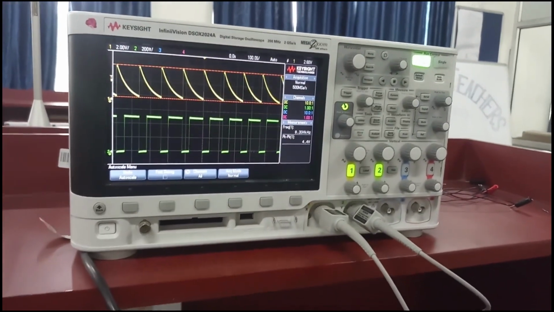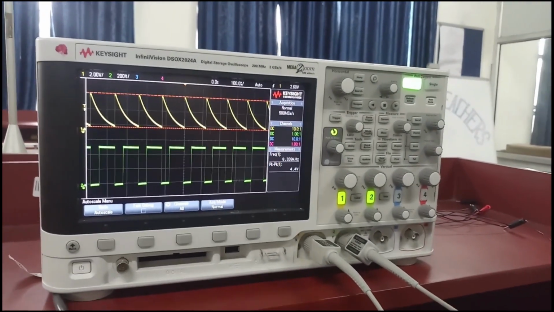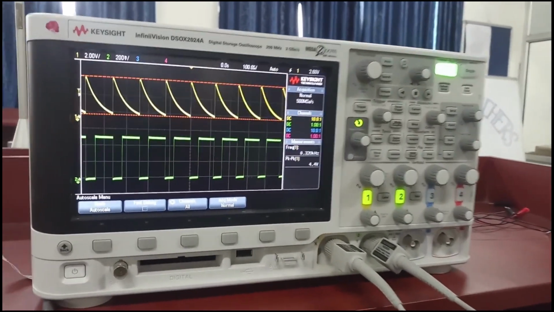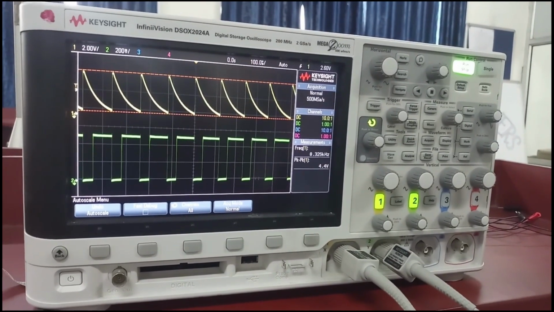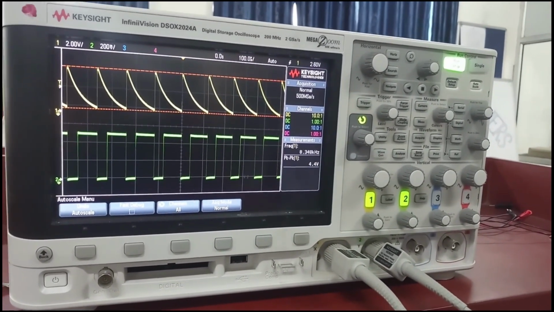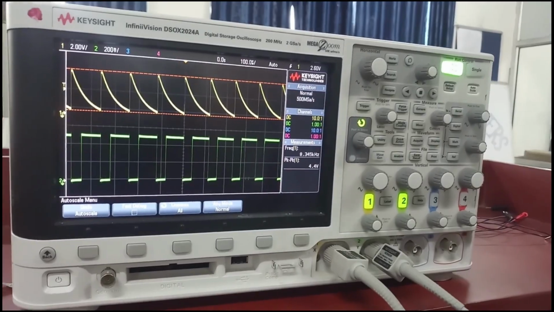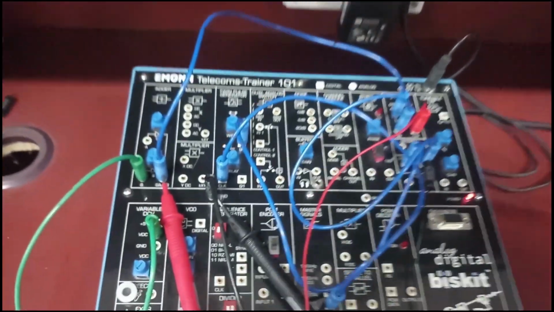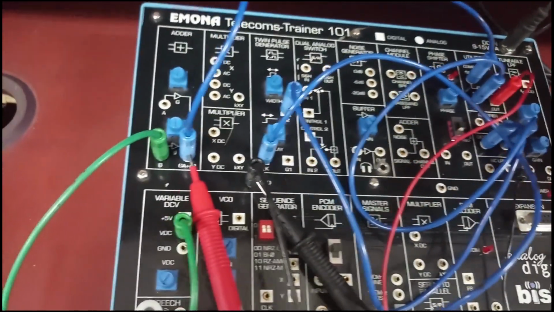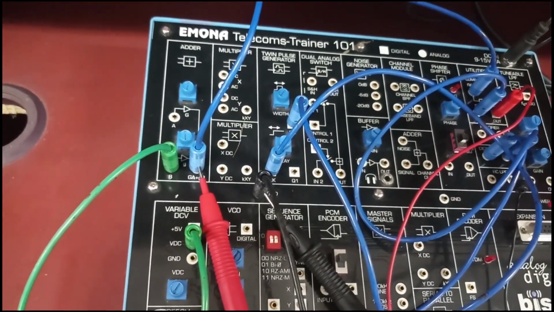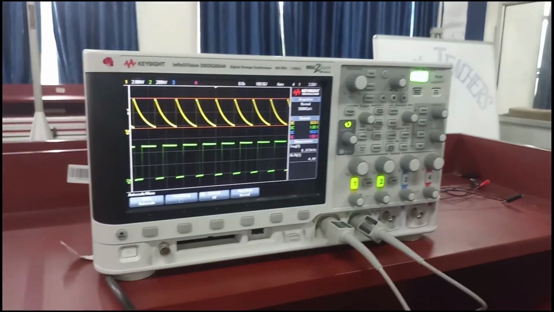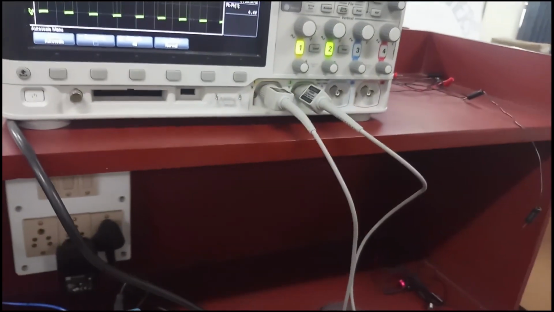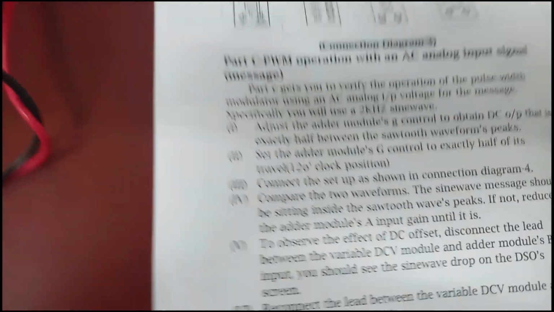So in this way, first measure the minimum analog input voltage and maximum analog input voltage, then get the pulse width modulator's output by varying this Adder module small g control between your measured voltage and beyond the voltage. You will see the different effect on the pulse width modulator's outputs. Okay, so our second part is done. Now we will move to third part.